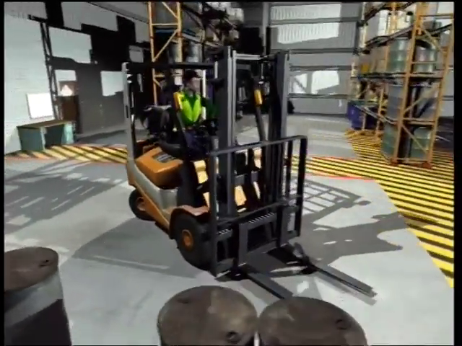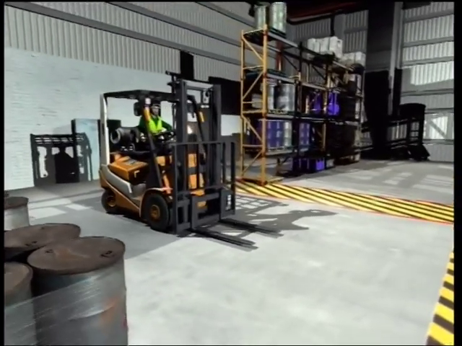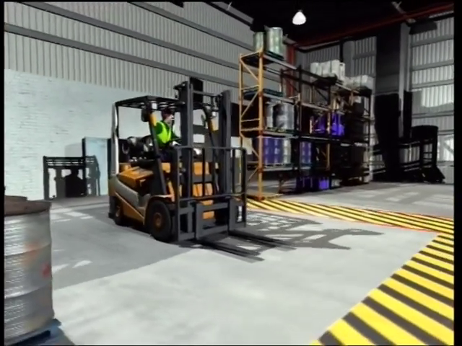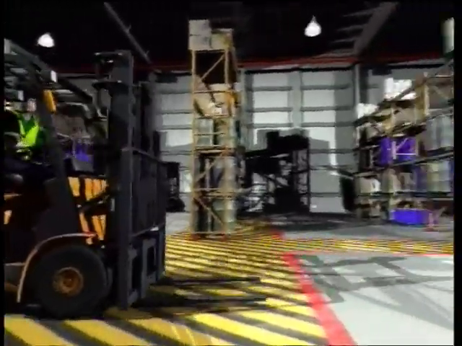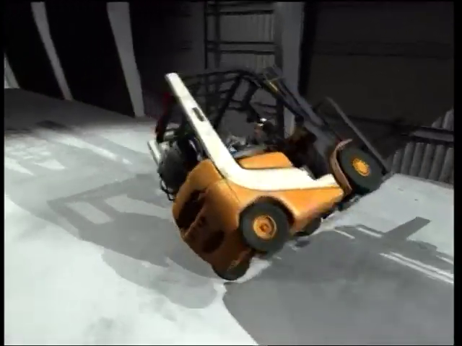There have been a number of fatalities when forklift operators attempt a sharp U-turn with no load on the forks. The center of gravity moves outside the stability triangle, and the forklift turns over due to the dynamic force of the movement.